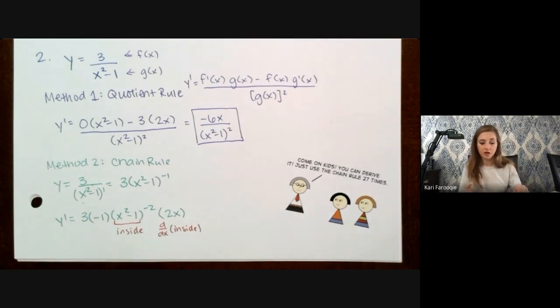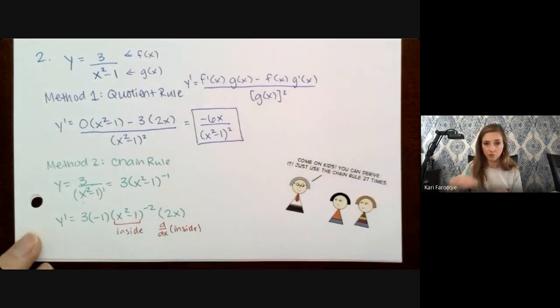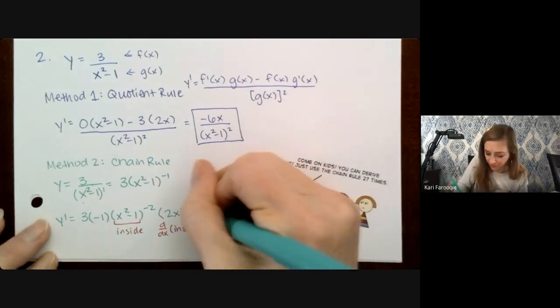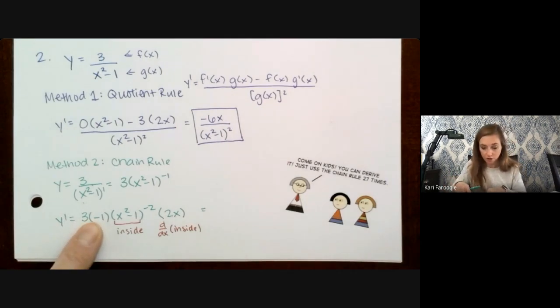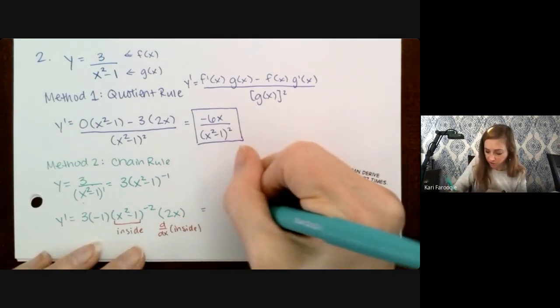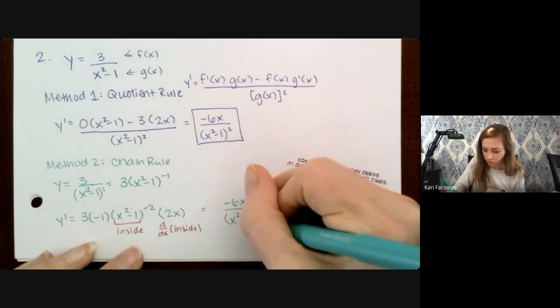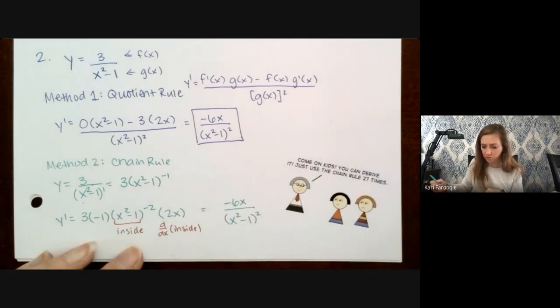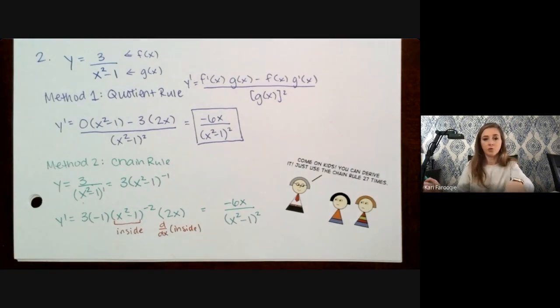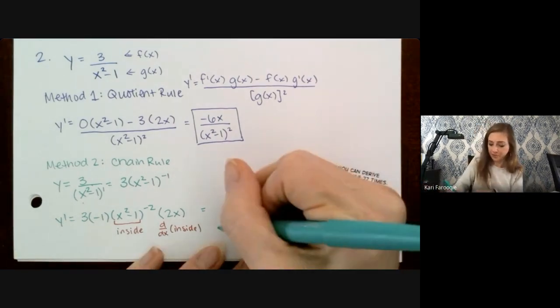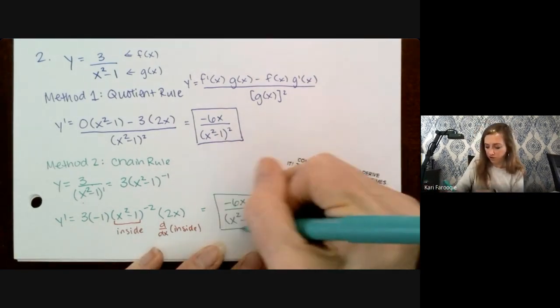Now we'll simplify that. So you can see that there's a little bit more work to do with simplifying this, but you can get it to look exactly the same as the derivative looked when you use the quotient rule. So I have a -3 times 2x, which is -6x. And then I can move this x squared minus 1 to the -2nd into the denominator with an exponent of +2. And you get the same thing.